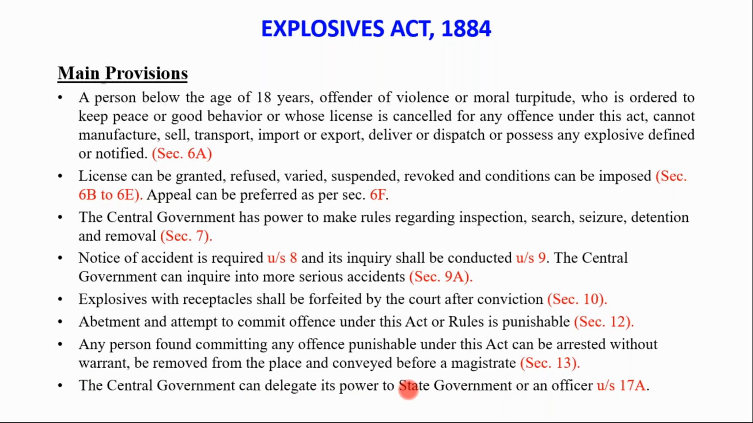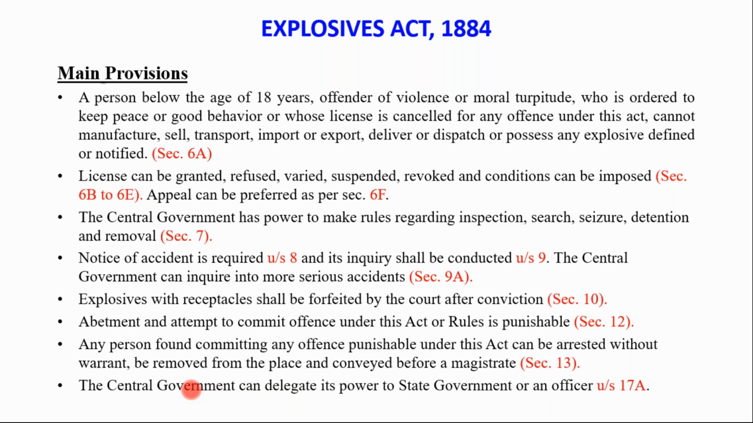So this is one of the main provisions again. The central government is the main authority under this Explosives Act, and the Controller of Explosives is the main designation for this Explosives Act.